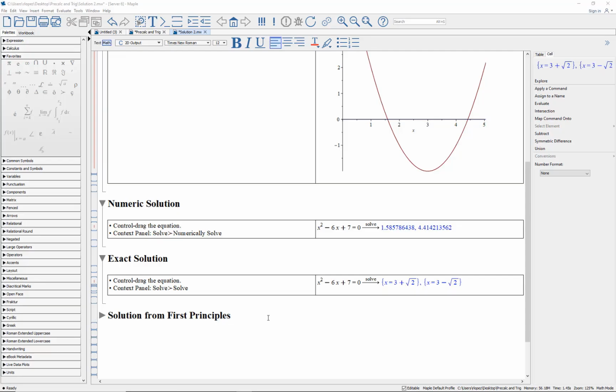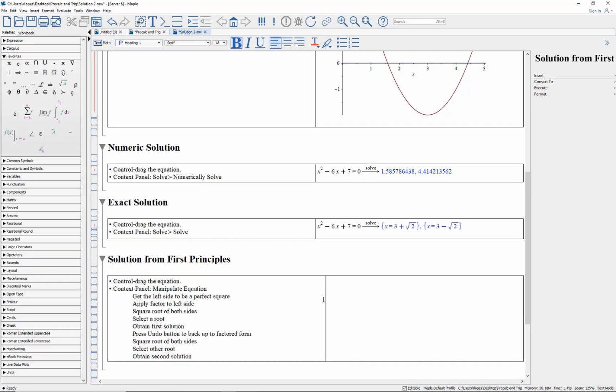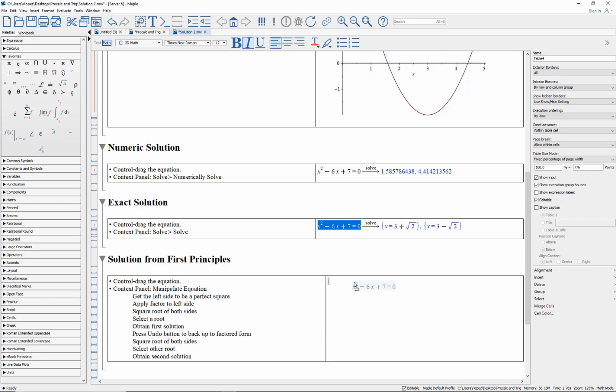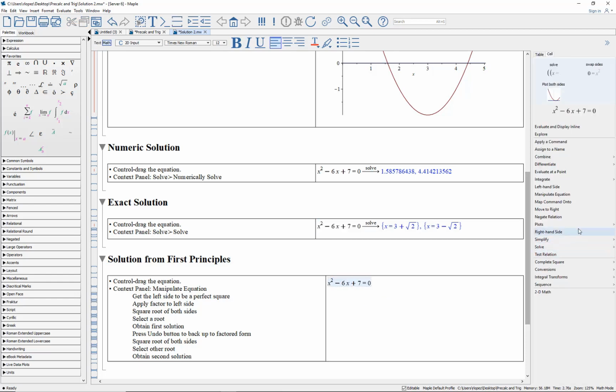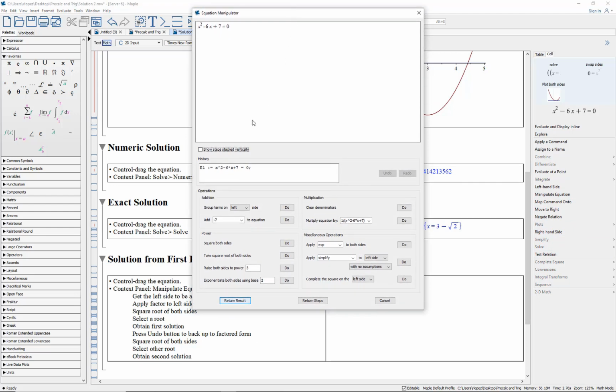And finally, an exact solution from first principles. So we need a copy of the equation. Control drag it down. And we'll use the equation manipulator to do that. So we've launched the equation manipulator. Check this box so the steps are written one under the other.